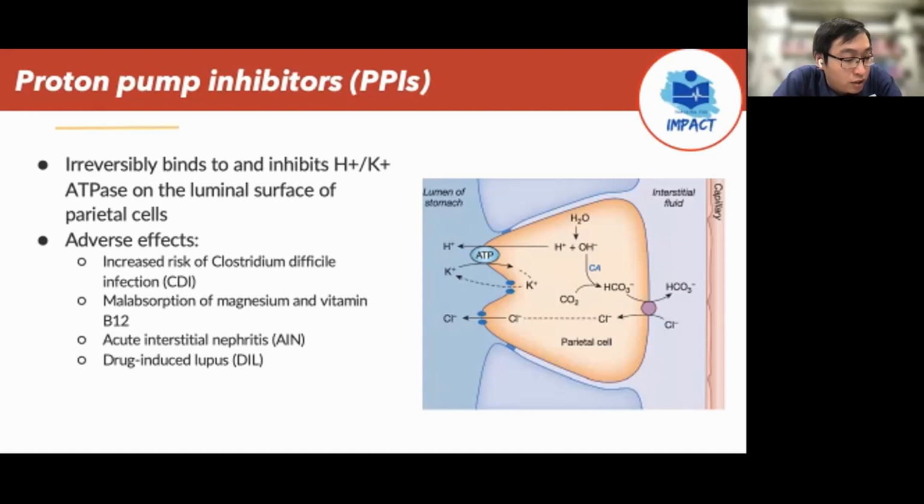Why is there an increased risk of CDI? I don't know is the answer, but there has been a statistically significant association between Clostridium difficile infection and long-term PPI use in particular, but also an association with other enteric infections as well, particularly C. diff. I'm wondering what people know about drug-induced lupus.